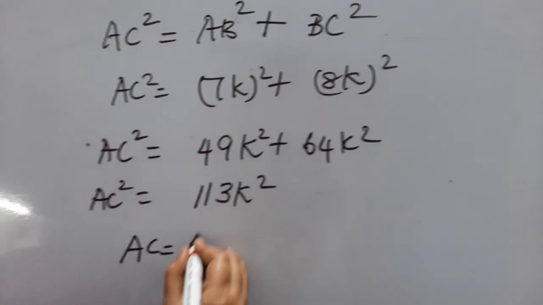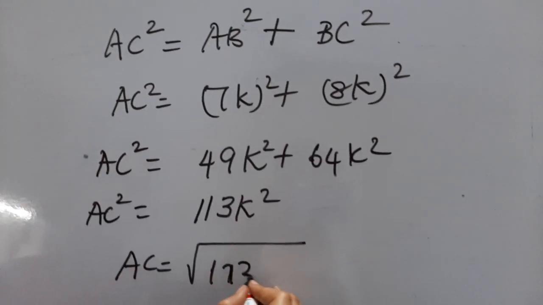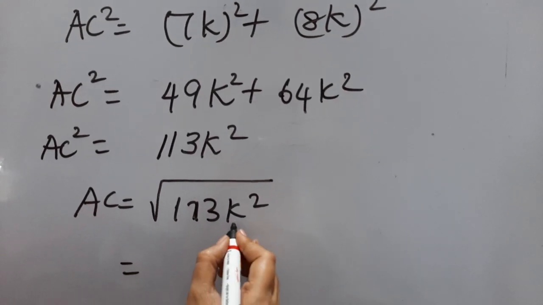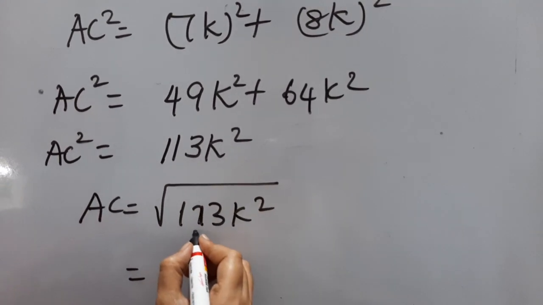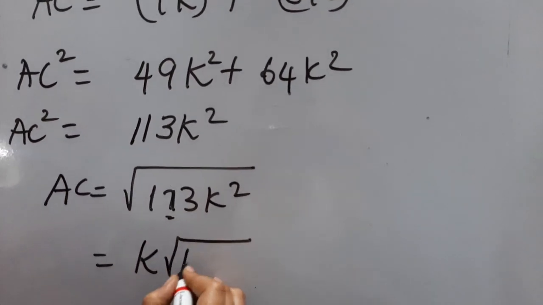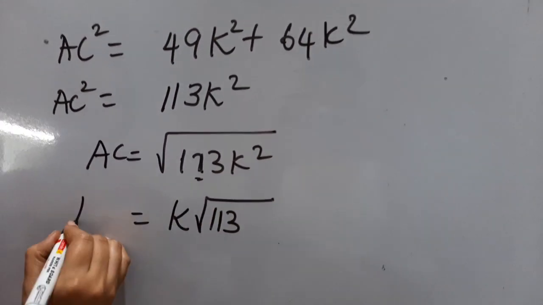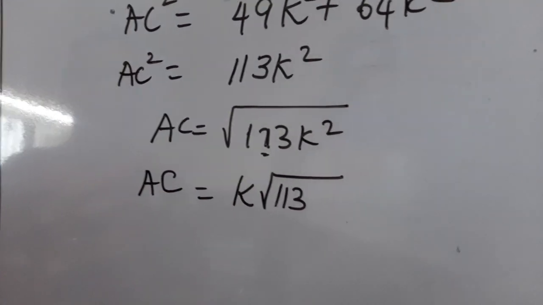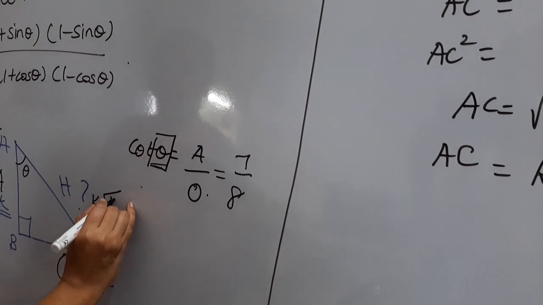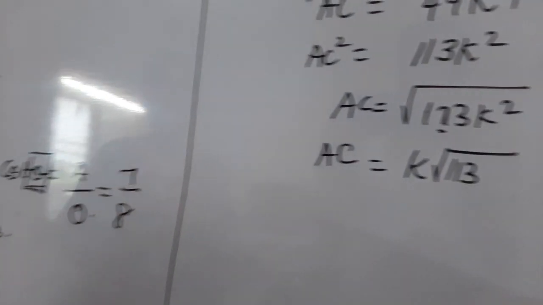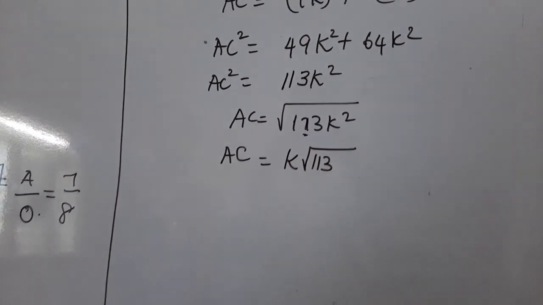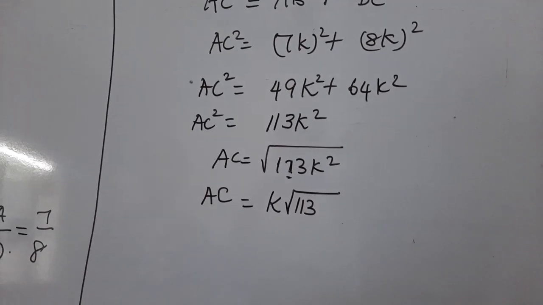AC is under root 113k square. When I take the square root, I can take only k outside because 113 is not a perfect square. So I am taking only k outside and keeping 113 inside the root. So the value of AC is k root 113. Now the right angle is there, we found the lengths of all the sides of this right angle triangle, and we know the angle also.